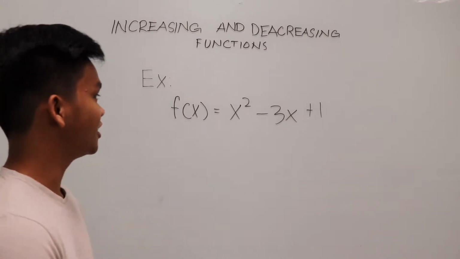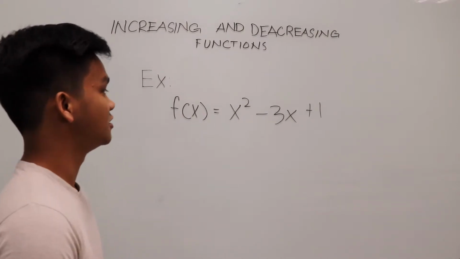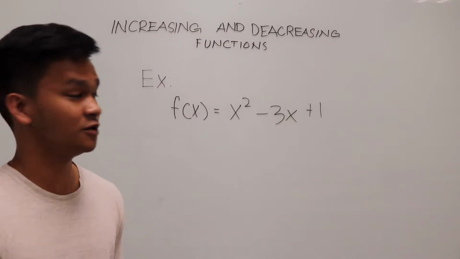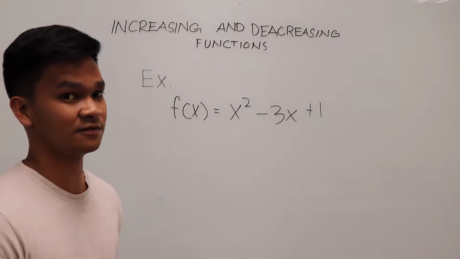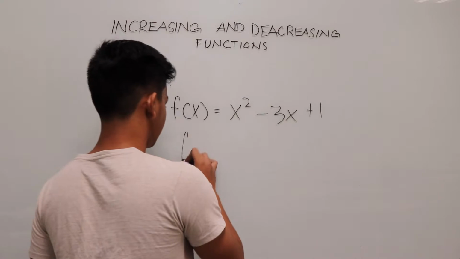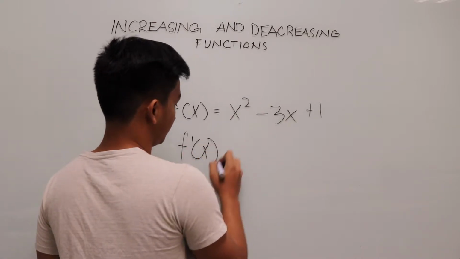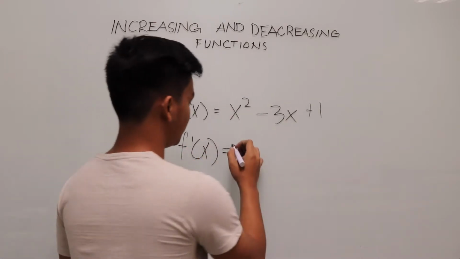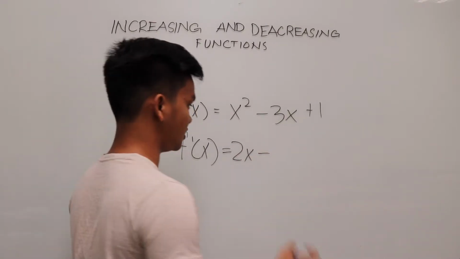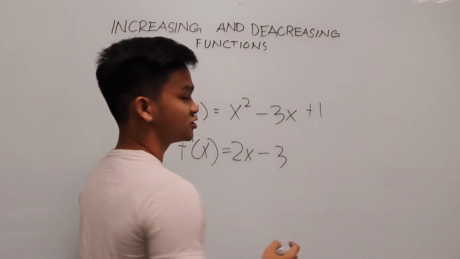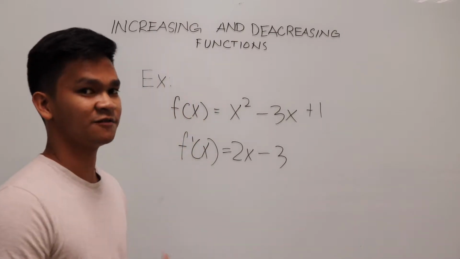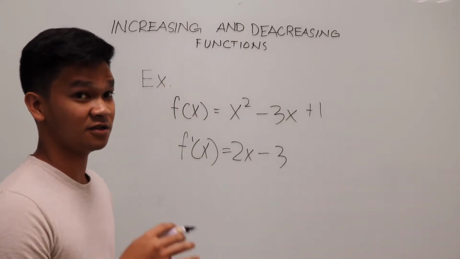In this function, x squared minus 3x plus 1, in order for us to find where this function is increasing and decreasing, we first have to find the first derivative of this function, then equate it to 0. Let's begin. The derivative of x squared is 2x, minus the derivative of 3x, which is 3. Since 1 is a constant, the derivative of 1 is 0. After finding the first derivative, we now equate it to 0.